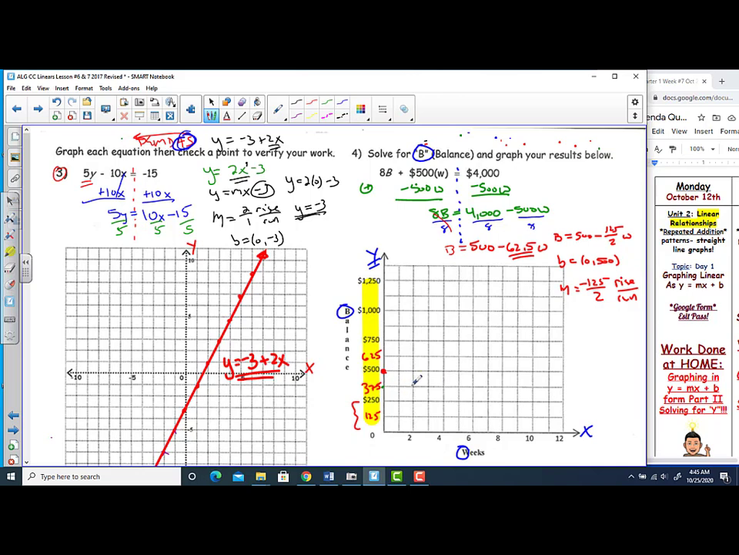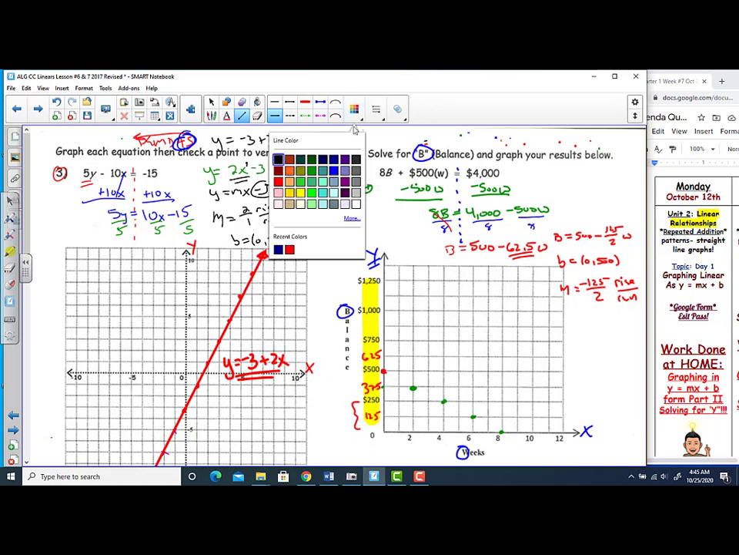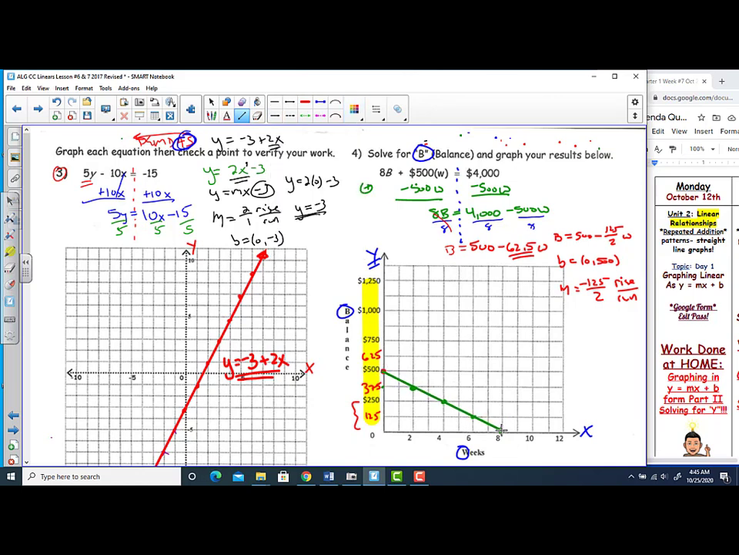which is $125, and over 2 weeks. Down 1 box and over 2 weeks. Down $125 and over 2 weeks. I could then use a straight edge or a ruler, and I can connect those points to show the decrease in these monies over time.